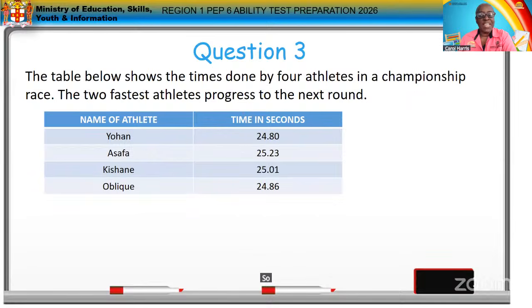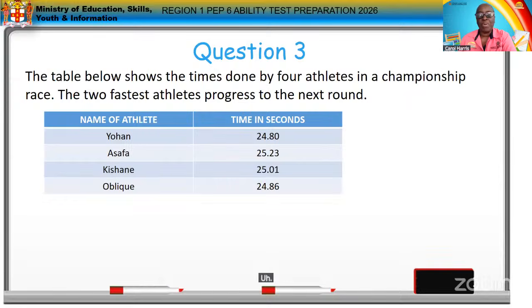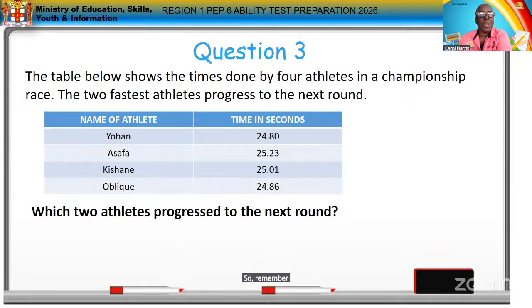So without using a less than and greater than sign this time, as I compare numbers, what would I do? I would start with the highest place value and see whether there's any that is the highest or the lowest. Are there any differences with the first place value? No, they're all 2. So that doesn't help me when I compare. Let's move to the next place value. Remember, when you're comparing, you go place value by place value.